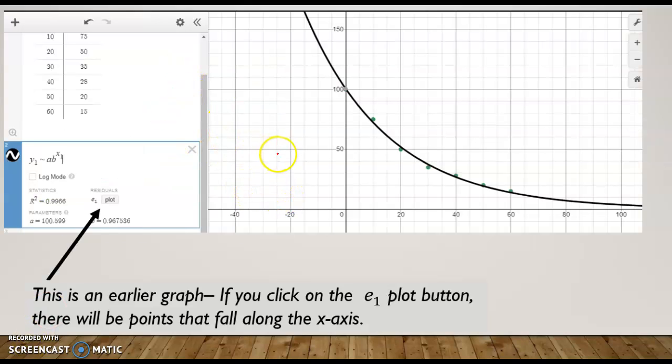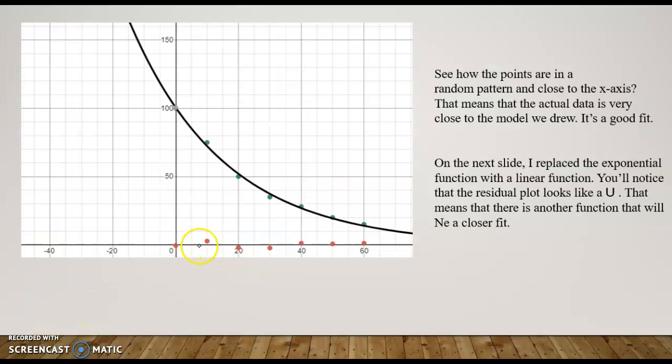All right, so here's one of the earlier graphs we did. If you click on the E1 plot button, there will be points that fall all along this x-axis here. And this will be the color of the point. So if you want to change it, remember, just hold it, pull it over, and change it into another color. All right, which is what I did, which is why we got red ones.